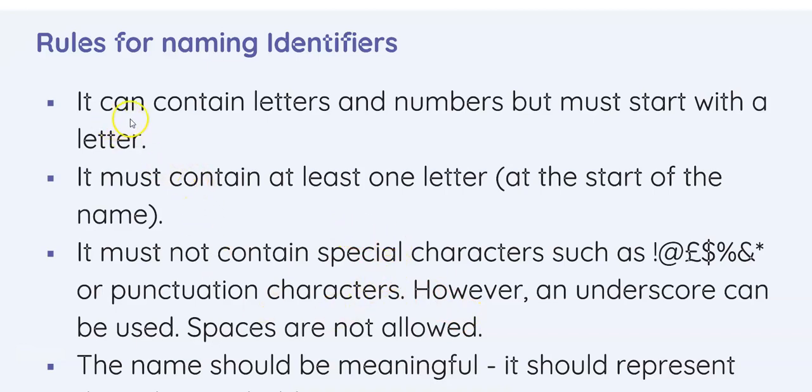Here are some rules to consider. Variables can contain letters and numbers, but must start with a letter. It must contain at least one letter. It must not have any special character, any of these. And the name should be meaningful. Now, I want you to rename the variables in the program. Rename A and B. Remember, the name must be meaningful and it should represent the value that it is actually holding. A is sort of vague and B sort of vague, which makes the program a little bit more difficult for comprehension. So rename them.